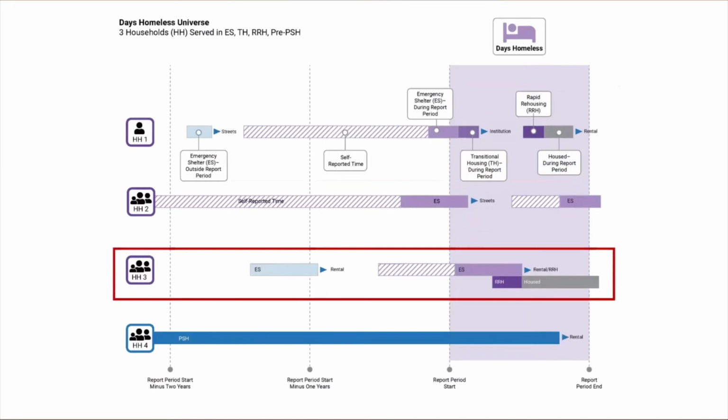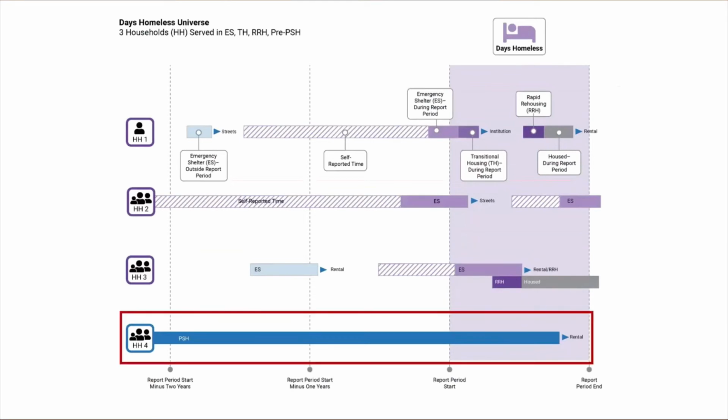In this case, days in rapid rehousing prior to move-in were co-occurring with days homeless in the emergency shelter. Those days will not be double counted in the calculation for average days homeless. Household 4 was already housed in a permanent supportive housing project at the start of the report period and did not experience any subsequent days homeless in the homeless system during the report period. Therefore, this household will not be counted in the days homeless universe.